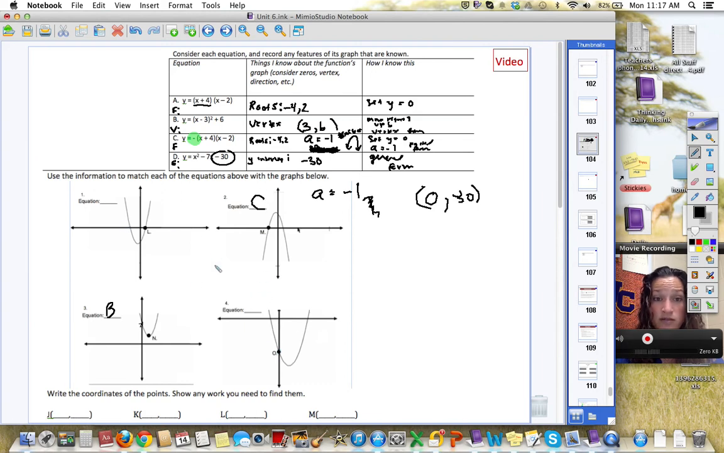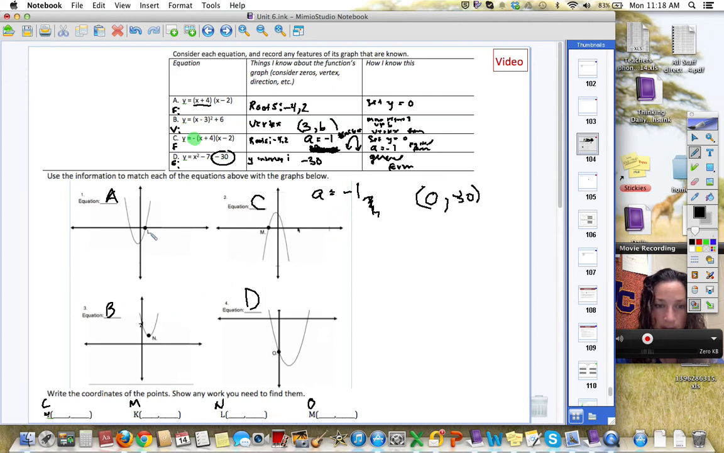But if I was confused, I could also look at roots, right? Because A is telling me roots of negative 4 and 2. Well, if this is negative 4, that would not be 2, but this looks like maybe negative 4 and 2. So I'm going to say A here and D there. These letters are a little messed up, so I'm just going to make them go with this. So it's going to be L, M, N, O.